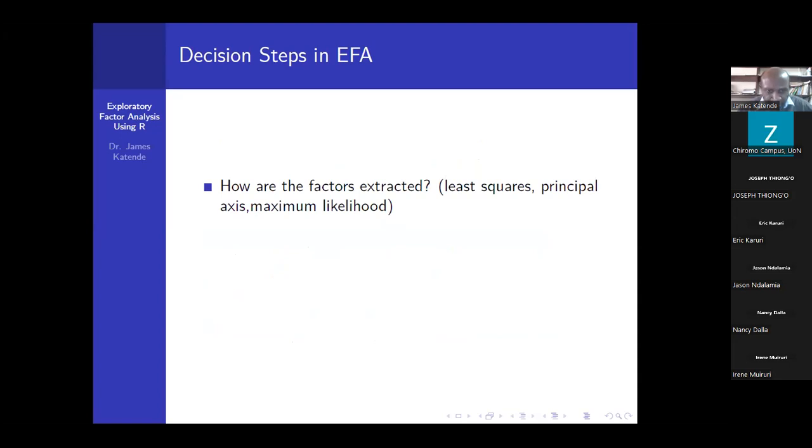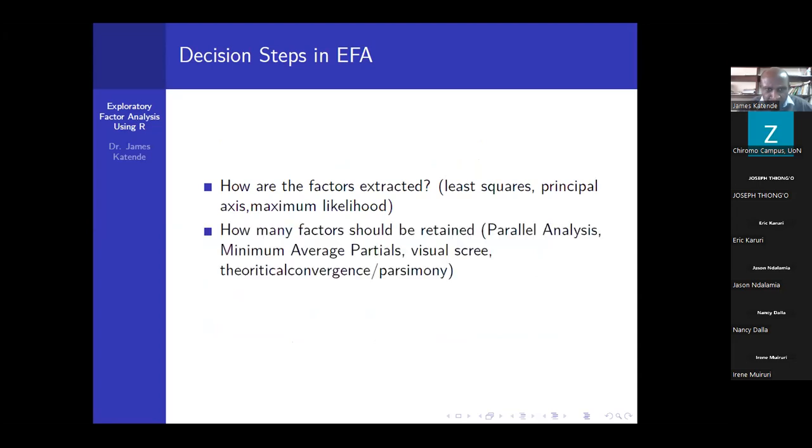So you can also use other methods like principal axis and maximum likelihood to determine the number of factors. These are usually done directly in the program. That's why I'm not going into the details. Some of them will be covered in the R demonstration. There are also some other empirical techniques to check how many factors should be retained.